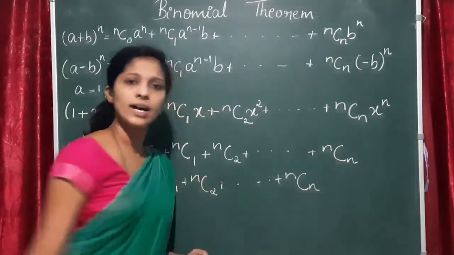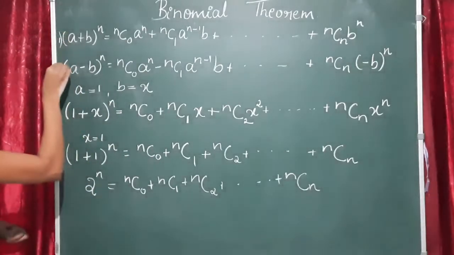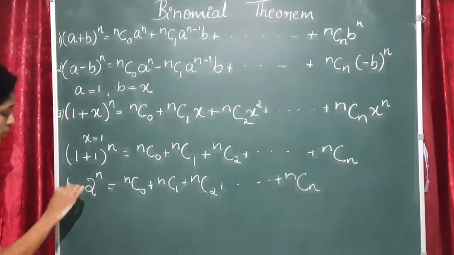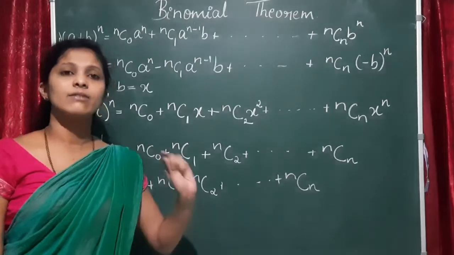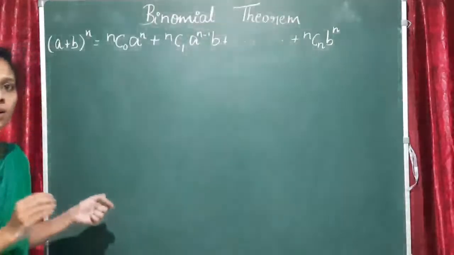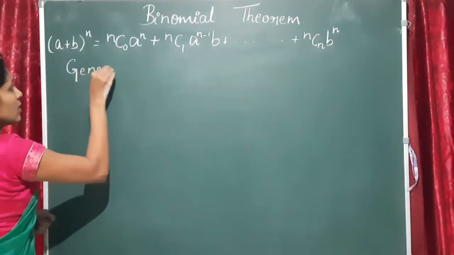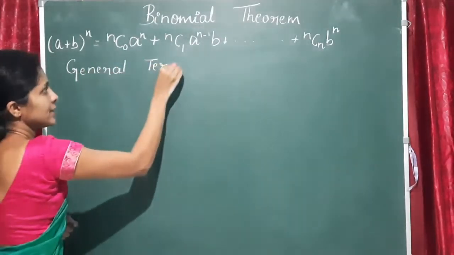This is about the expansions. Important expansions. Remember these: first, second, third and fourth. These 4 expansions you have to remember. Now we'll see about general terms. Very important one. How to find the general term. And there is one formula to find this.